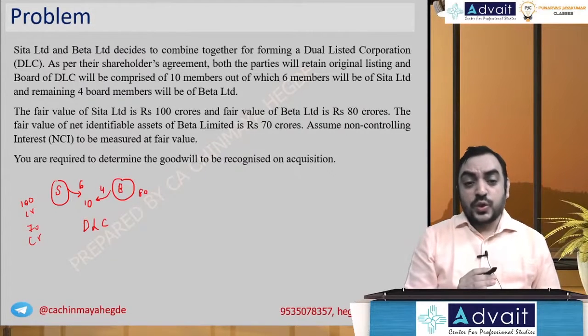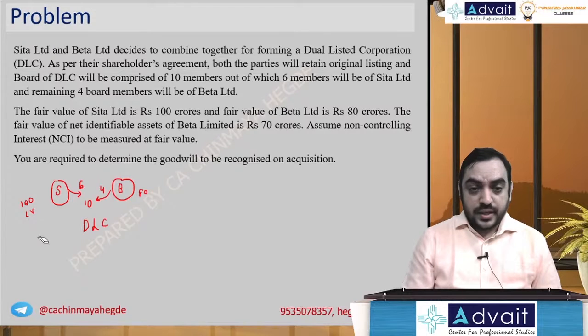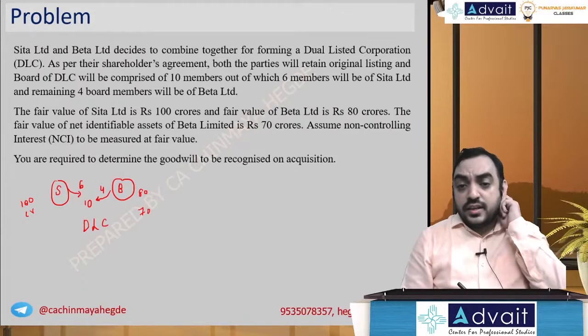What does Ind AS 103 tell you? Okay, 70 crores is for Beta, fine.